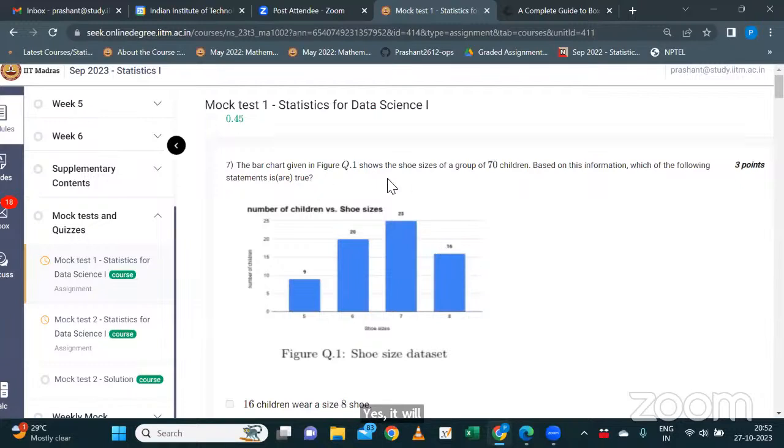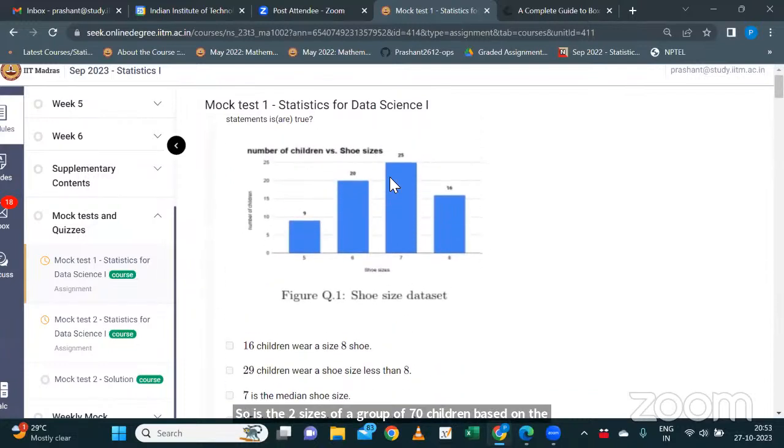So the next part of the question is: the bar chart in the given figure shows the shoe sizes of a group of 70 children. Based on the given information, we have to answer the following question. Can you properly see the bars? The first is 9, the second is 20, the third is 25, and the fourth one is 16, right? So the first option is that 16 children wear shoe size 8, and this one is correct. The second, 29 children wear a shoe size less than 8, is incorrect, right?